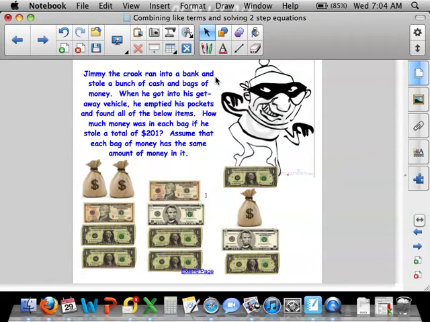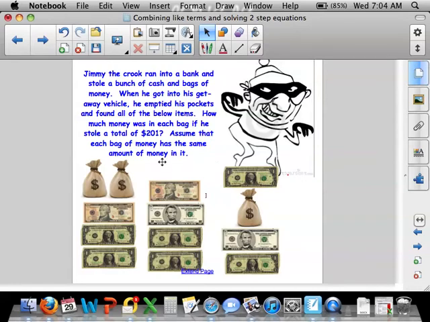Jimmy the crook ran into a bank and stole a bunch of cash and bags of money. When he got into his getaway vehicle, he emptied his pockets and found all of the below items. How much money was in each bag if he stole a total of $201? Assume that each bag of money has the same amount of money in it. As you can see, here is Jimmy the crook. I think he looks very crook-like, absolutely. Okay, and here's all of his loot down here.